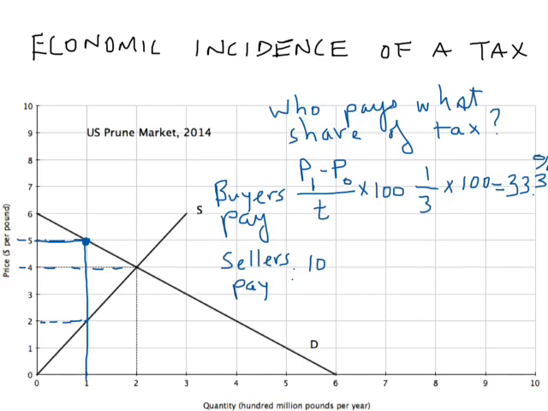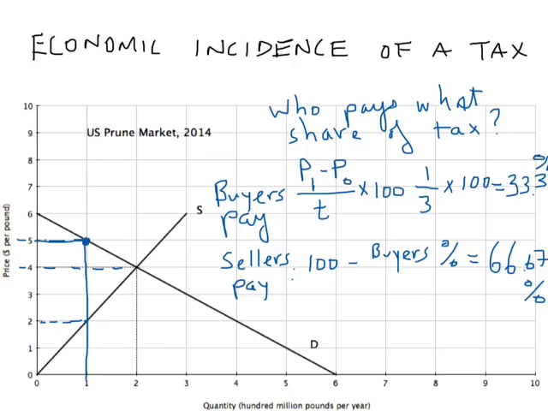And what sellers pay, the easiest way to figure out what sellers pay is just 100 minus buyers' percentage, or 1 minus buyers' proportion, if you want to do it that way. And now we see that sellers pay 66.67% of the tax.